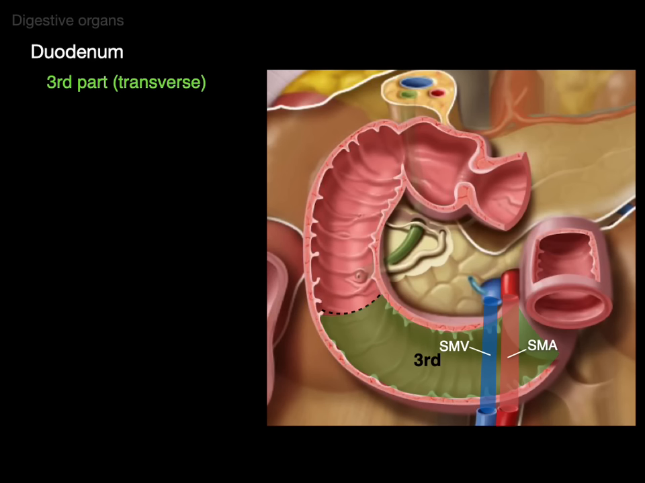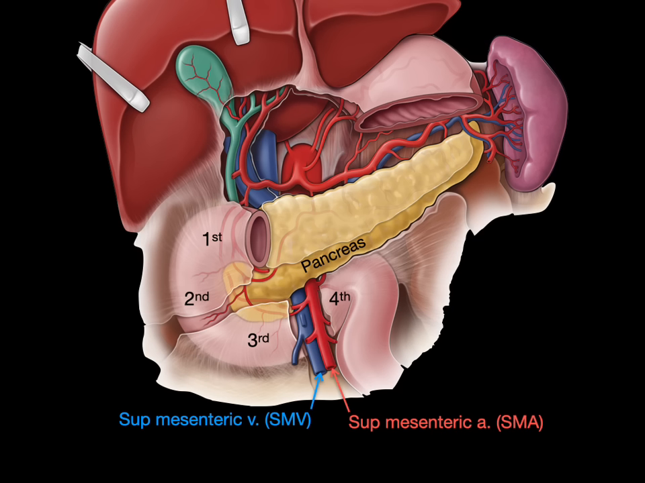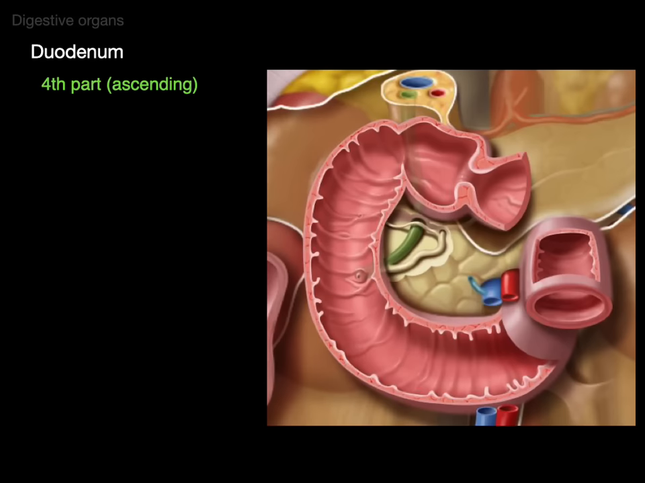The third part, or transverse part of the duodenum, is where the superior mesenteric artery and vein cross over the duodenum. That's one of the clinical characteristic features traversed by the SMV and SMA. In this picture, you can see the parts of the duodenum, and you'll see then the superior mesenteric vein and artery crossing over the third part of the duodenum.